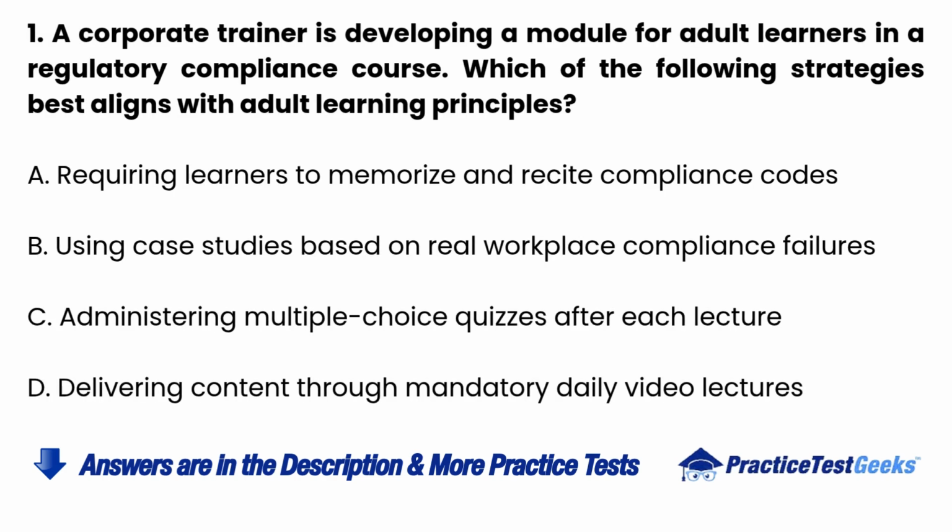1. A corporate trainer is developing a module for adult learners in a regulatory compliance course. Which of the following strategies best aligns with adult learning principles? A. Requiring learners to memorize and recite compliance codes. B. Using case studies based on real workplace compliance failures.